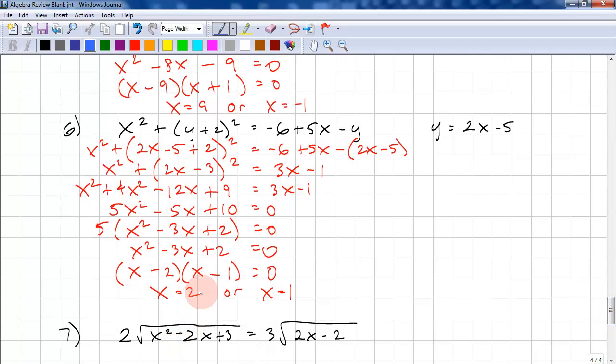Now we need to substitute back into y. So y equals 2 times 2 minus 5. That's equal to negative 1. Here we substitute 2 times 1 minus 5, and that equals 2 minus 5. That's negative 3. So our answer is x equals 2, y equals negative 1, or x equals 1, y equals negative 3.